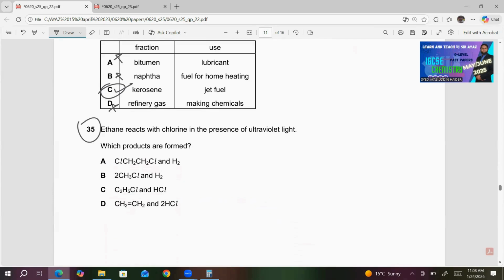35. Ethane reacts with chlorine in the presence of ultraviolet light. Which products are produced? We get chloroethane and hydrogen chloride. So we have either C or D. A and B are incorrect.